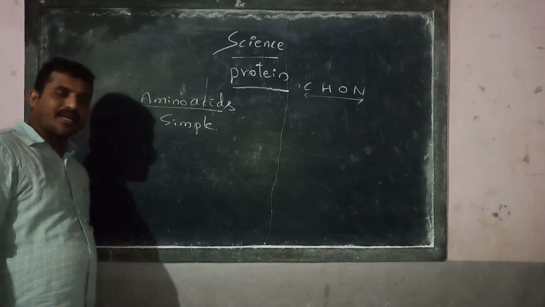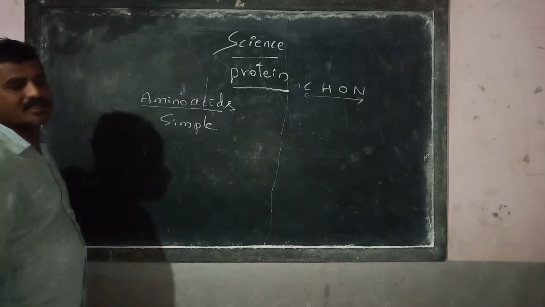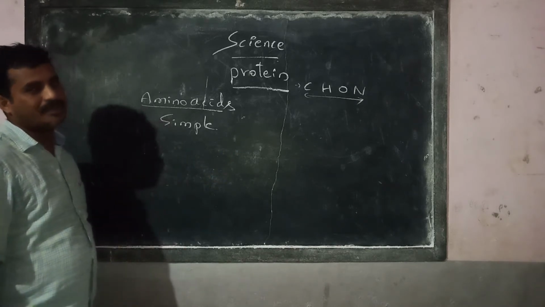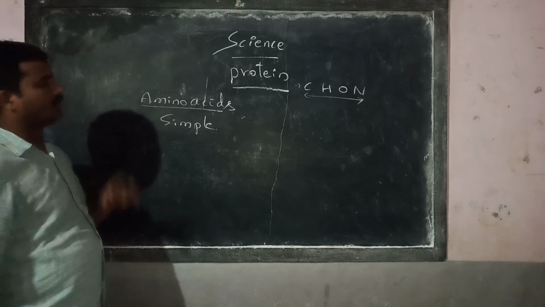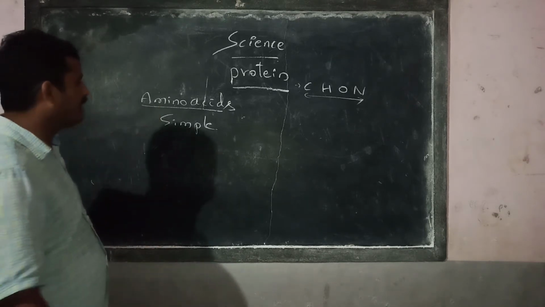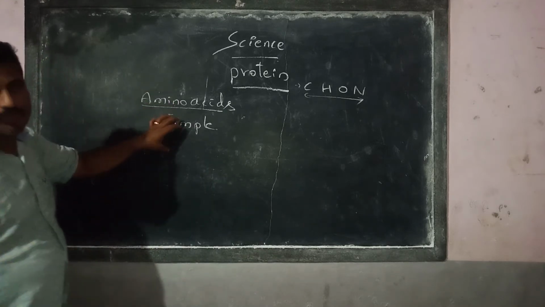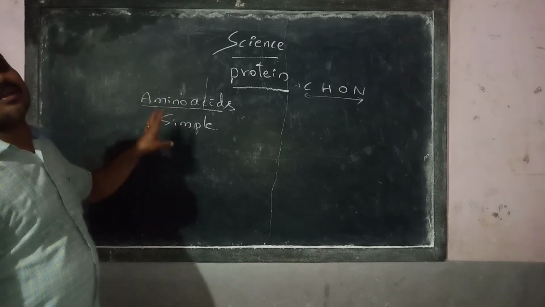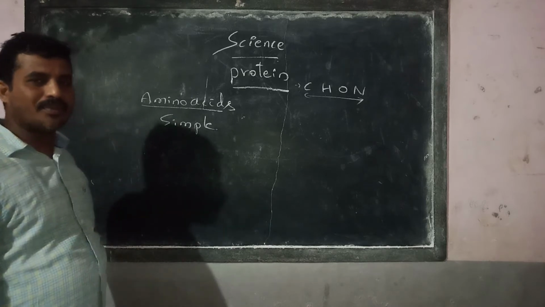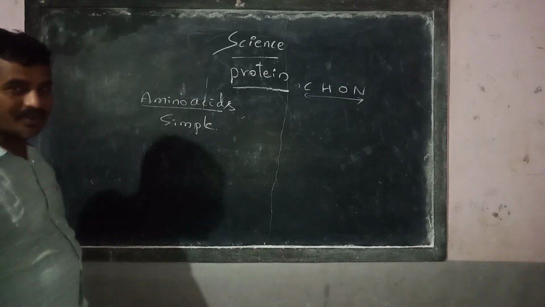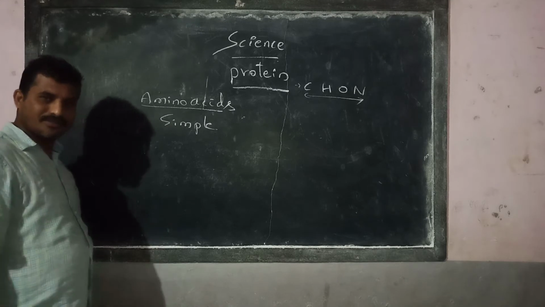Amine has hydrogen and nitrogen. Carboxylic acid has carbon and oxygen. Together we form amino acids. That is a huge subject you will be learning in chemistry. Forget about it. But just remember that amino acids are simple proteins. One unit of protein, a single unit of protein, is an amino acid.